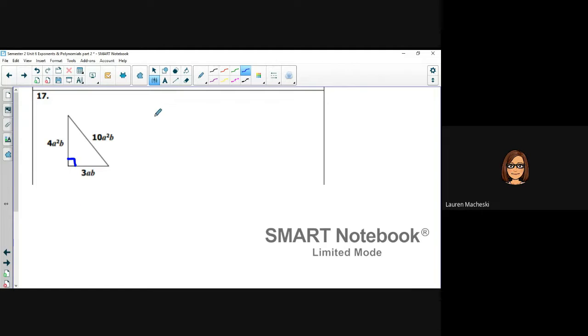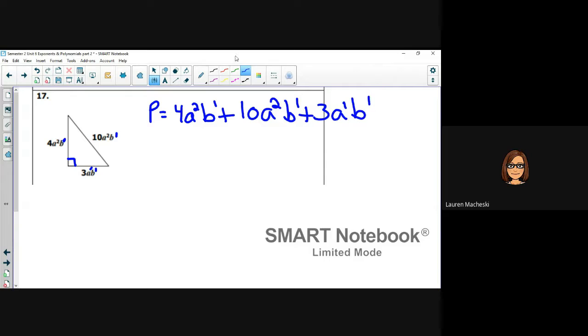So we want to find the perimeter first. Perimeter means I add all the sides. I'm going to add ones here, just to help me. All right, so I'm adding every side for the perimeter. 4a squared b to the first plus 10a squared b to the first plus 3a to the first b to the first. Remember, in order to add or subtract, they have to be identical.